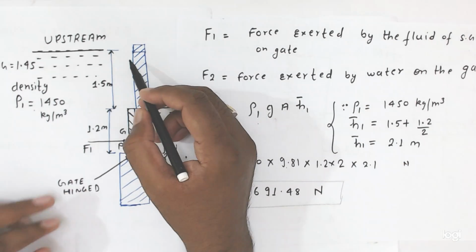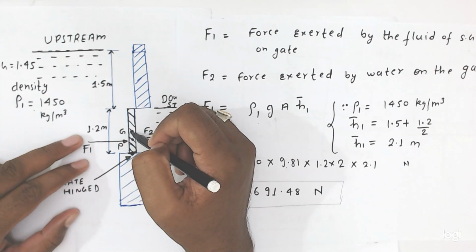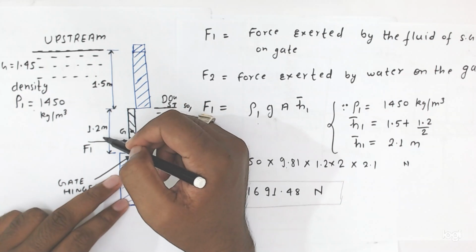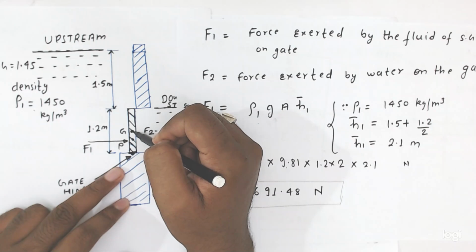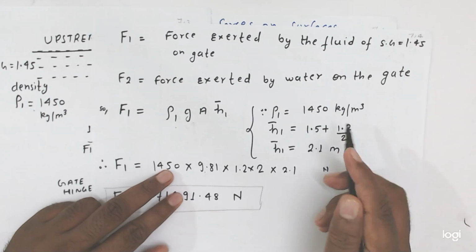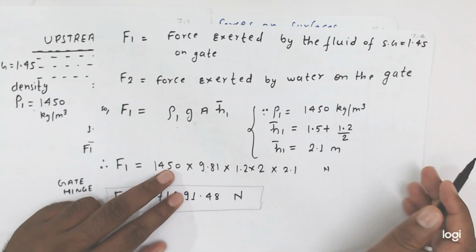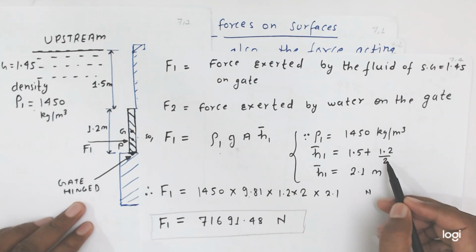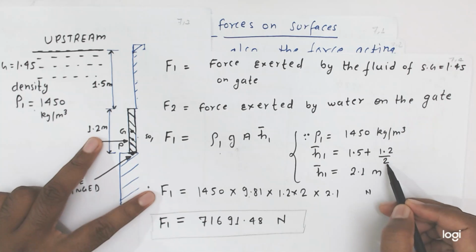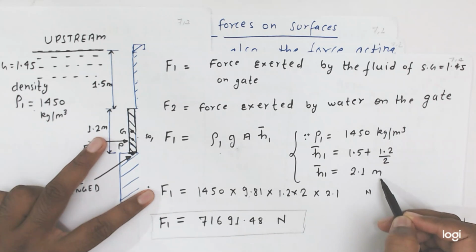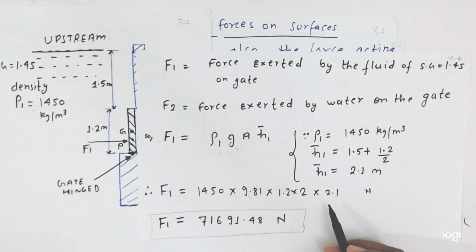H1 in this case, friends, what is H1? See here, this is the center point. Total height is 1.2, so half the distance is 0.6, plus 1.5. So from here, H1 bar is equal to 1.5, this distance, plus 1.2 divided by 2. Okay friends, H1 bar will come out equal to 2.1 meter.